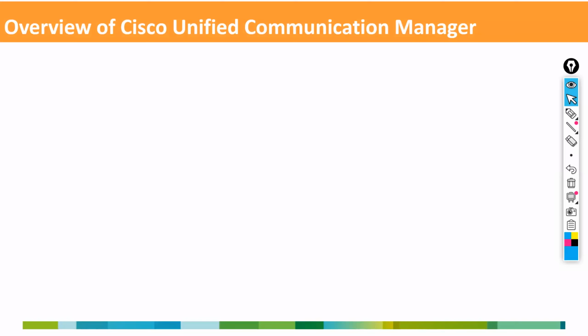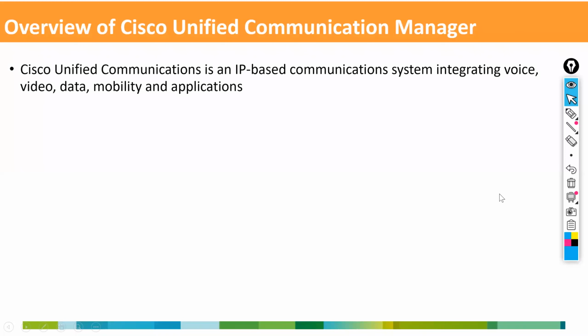Apart from that, there are many other things we can do, but in the overview we'll discuss what exactly it is used for. The functions are different and the overview is different. CUCM is an IP-based communication system integrating voice, video, data, mobility, and applications. To connect to the CUCM, how are you connecting? Through an IP address. That's why it's called IP-based communication.